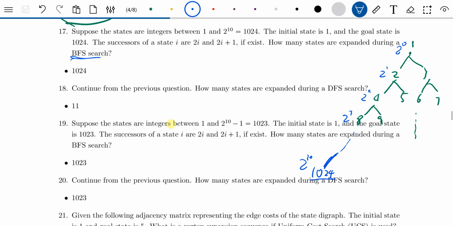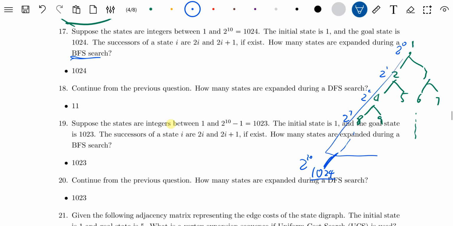So again, do it on a small tree, and then you'll see that it's just doing stuff in order. So you'll traverse through all of these in order, and then at the end, you will enqueue and DQ this 2 to the power 10. So that's why we have all of them basically. So all 2 to the 10 states are expanded.